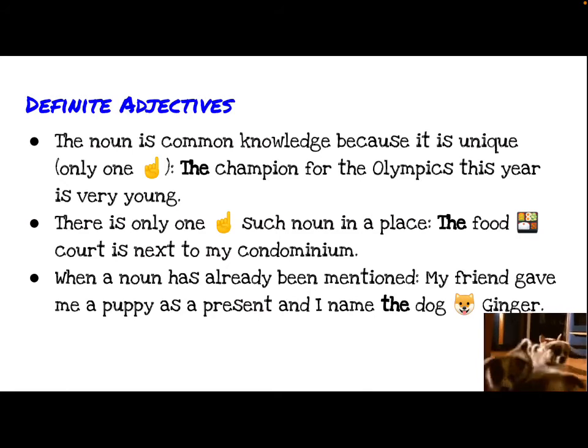For the second example, the is used when there is only one such noun in a specific place. The food court is next to my condominium. The last example where we use the is because the noun has already been mentioned. My friend gave me a puppy as a present, and I named the dog Ginger.